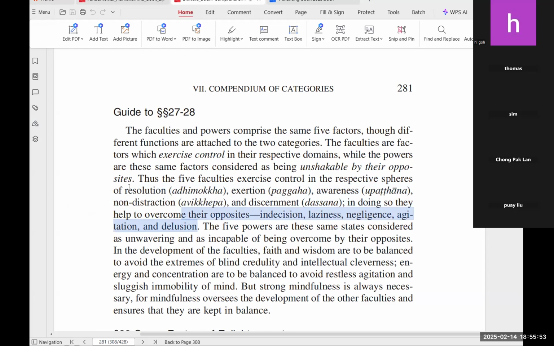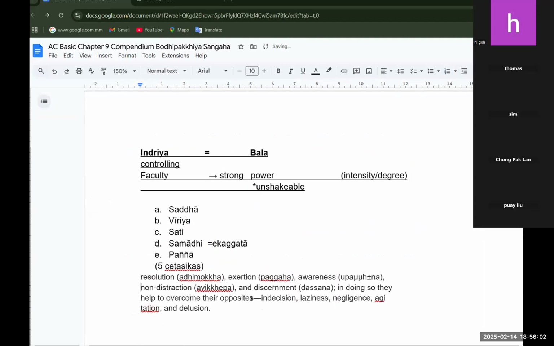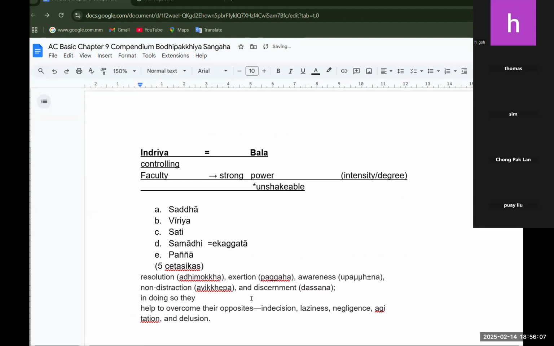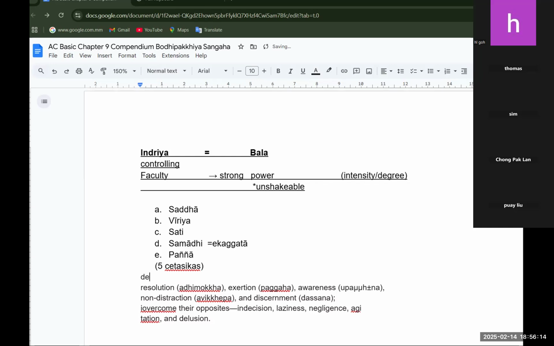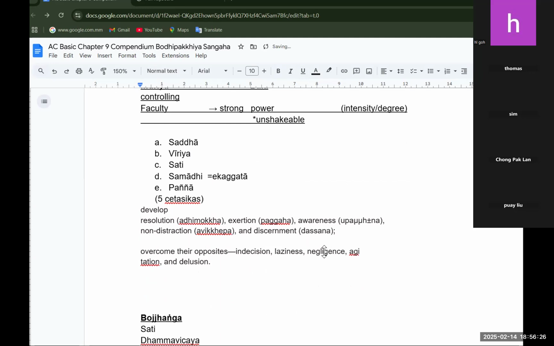So I'm going to copy. So this means that these five will have a few results. So they help to develop, right? Overcome. So you just need to match it.